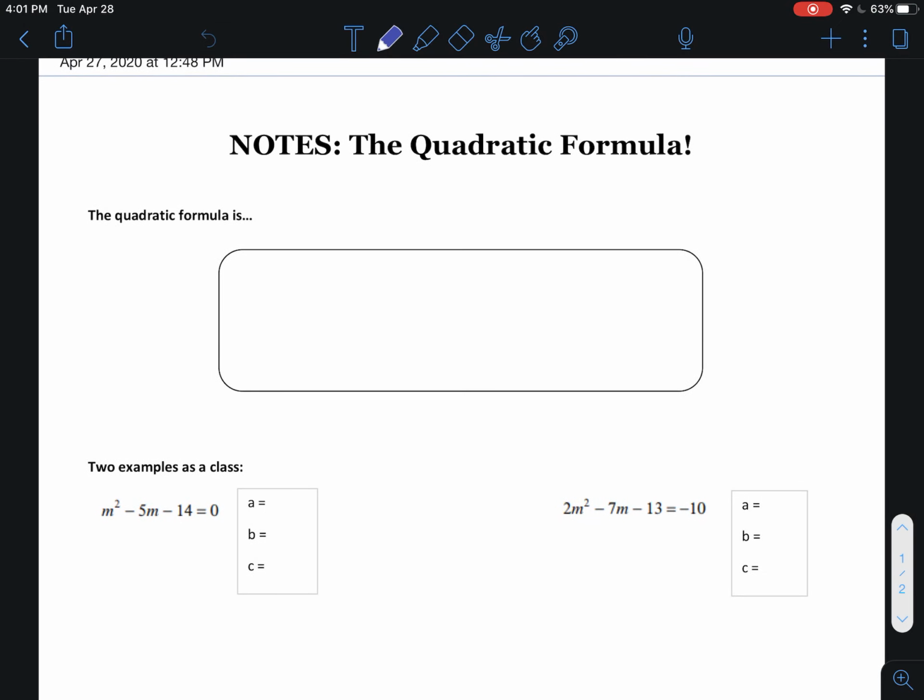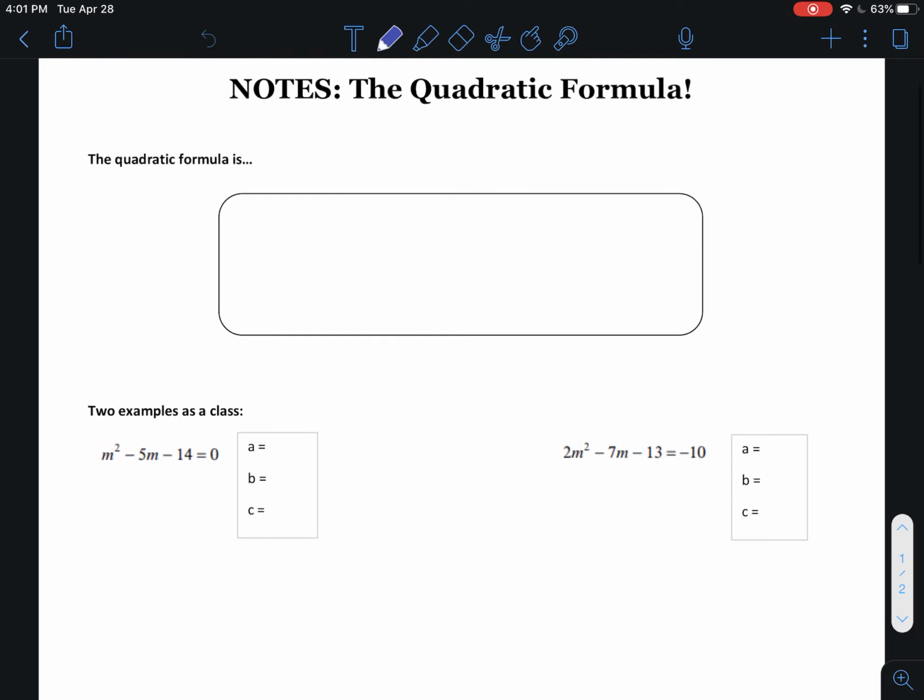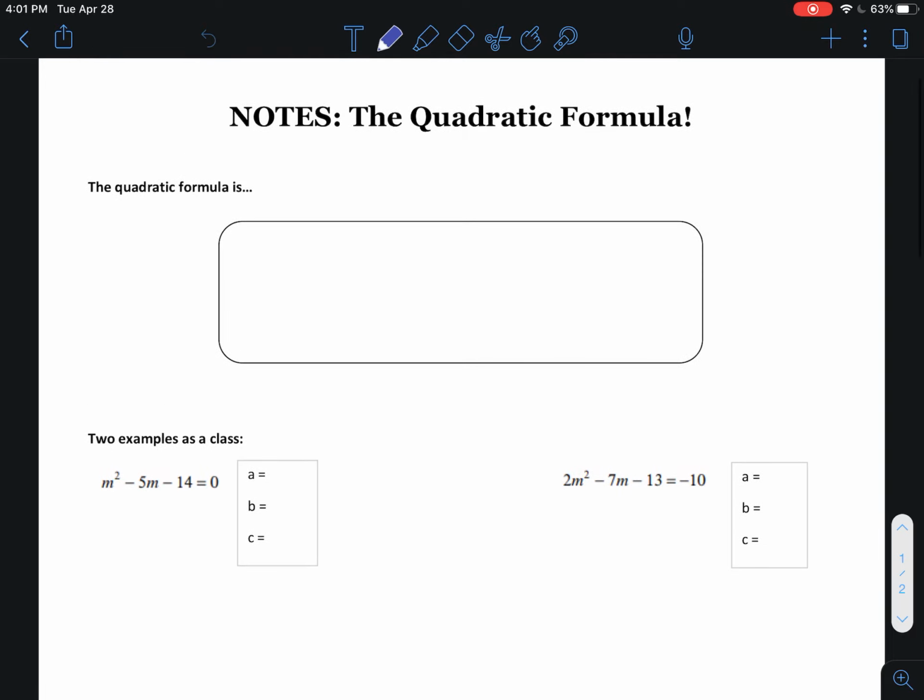Alright guys, so today's notes are on the quadratic formula. What exactly is the quadratic formula? Well, it's this formula that helps us find x's when given a quadratic equation. So the formula goes like this.